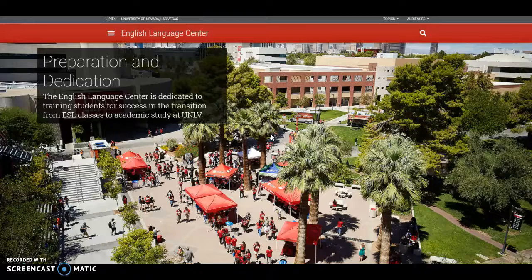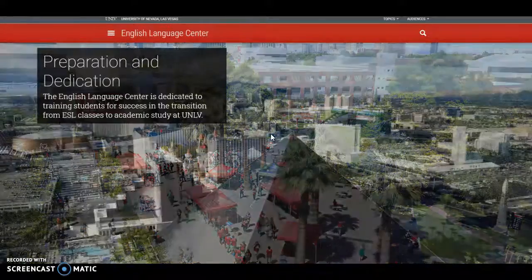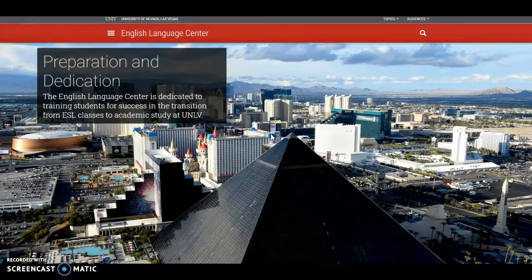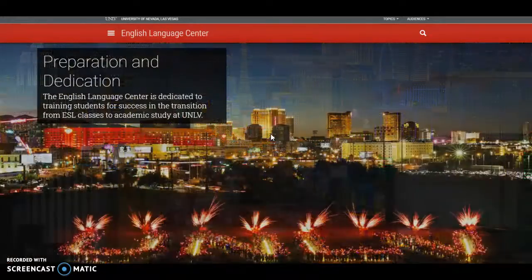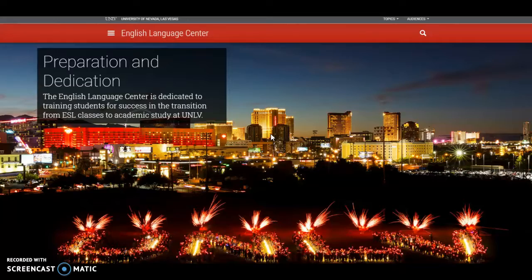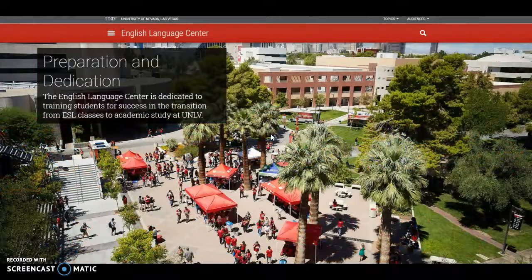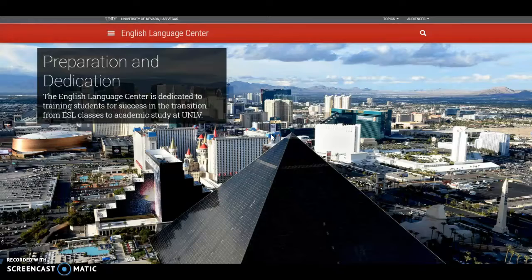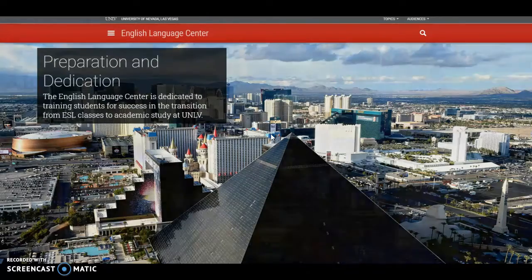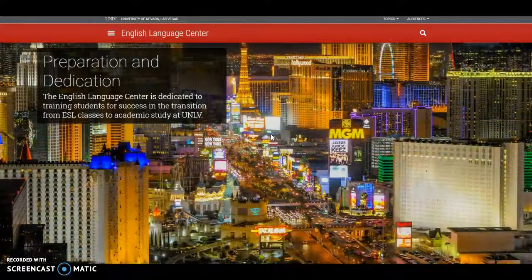Mainly the opening image is this one, which really makes a lot of sense for the English Language Center because you have a very diverse crowd. You have a bird's eye view of the campus, showing the diversity of the student population, which gives a nice argument of how accessible the English language department is. It makes it very inviting.